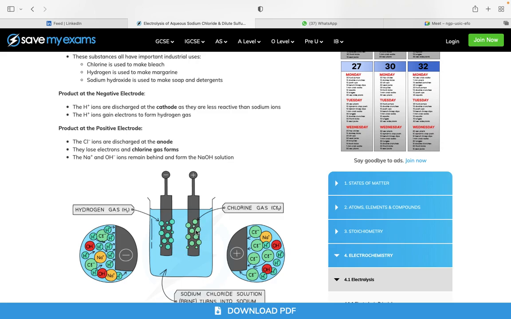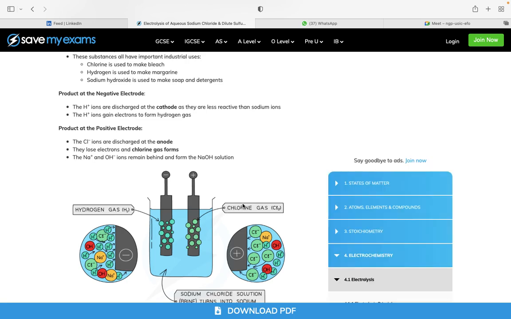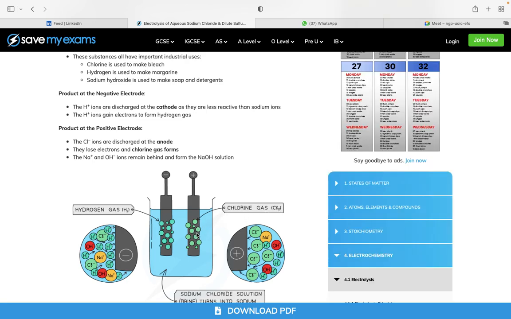So they will lose the electrons, and then they will become chlorine gas. Here they don't gain electrons; they lose electrons to become chlorine gas. Is that okay? They lose the electron. The electron will now flow back. Remember, they are negative ions. So they will lose electrons, and the electrons will flow back to the battery, and then the process continues.